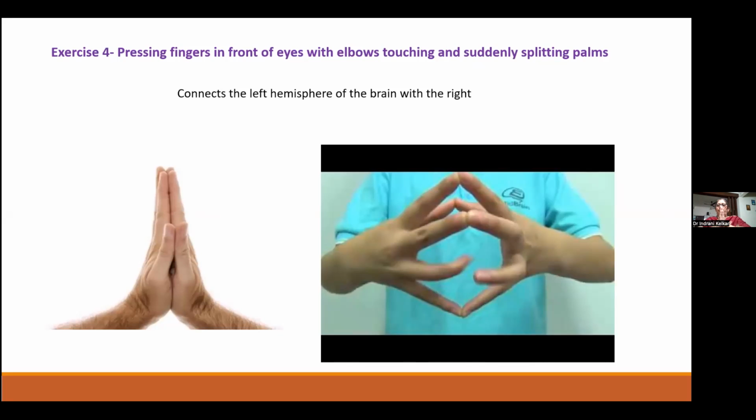1, 2, 3, 4, 5. Open it. Put the pressure on the fingers. Rishikesh, open it. 1, 2, 3, 4, 5. The namaskara. 1, 2, 3, 4, 5. Open it. 1, 2, 3, 4, 5. The namaskara. 1, 2, 3, 4, 5. Open it. 1, 2, 3, 4, 5.